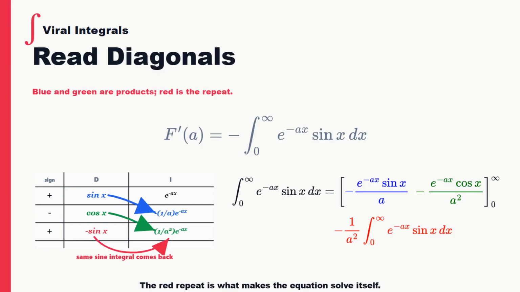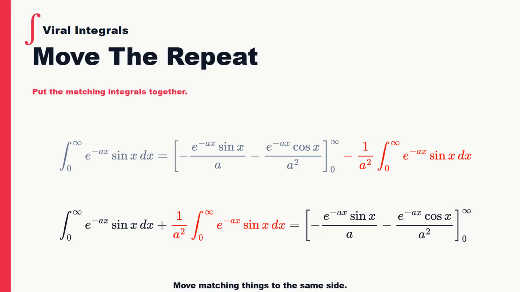Now read the table diagonally. The blue and green diagonals give the product terms, and the red multiplied by the last green gives back the same sine integral we started with, and that's the part that will let the equation solve itself. The same integral appears again on the right side. Move that repeated integral to the left side so the matching pieces are together.